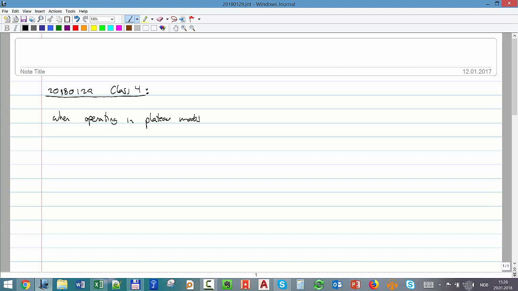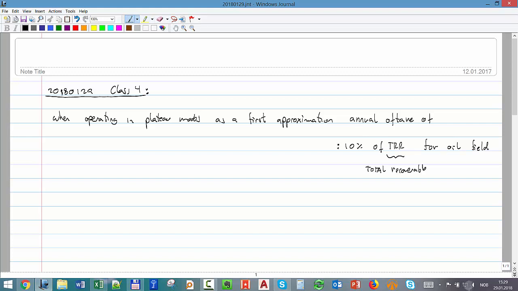as a rule of thumb, a first approximation for the field, one can say an annual offtake, which is how much I'm going to drain from the reservoir every year. Usually the number is like 10% for oil fields. 10% of what? Of TRR, which stands for Total Recoverable Reserves.